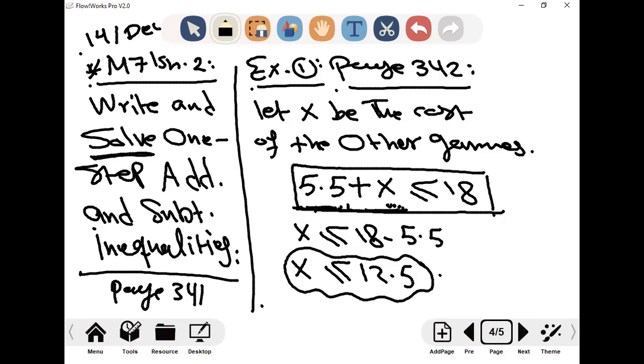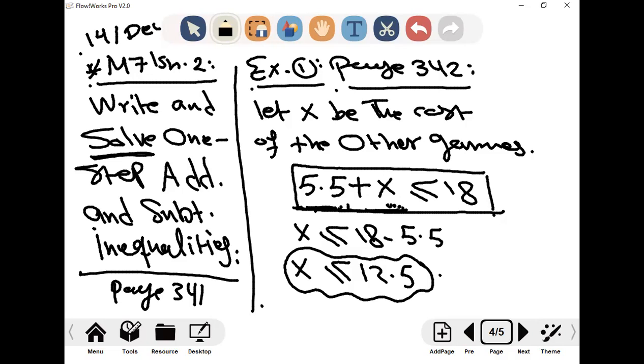What can we say about the solution? X represents the cost of the other games, right? So he is done with the go-karts, he paid 5.5 for the go-karts, finished playing, and now he wants to go play the other games. He took the 18 and entered the mall and played the go-kart. Now he wants to go to other games. He has at most how much? 12.5 dollars. Do you understand this? Stop. This is example one. Let's do the check of example one.